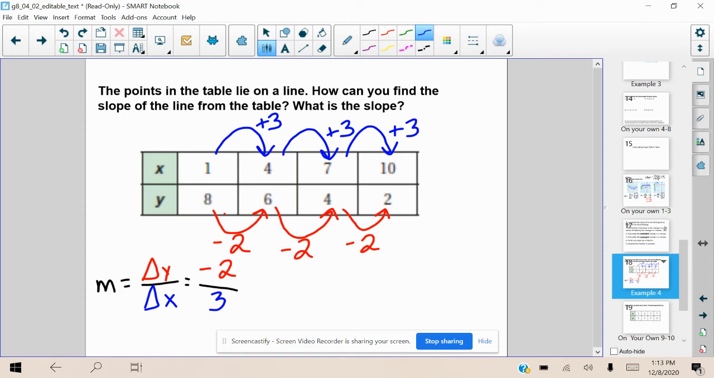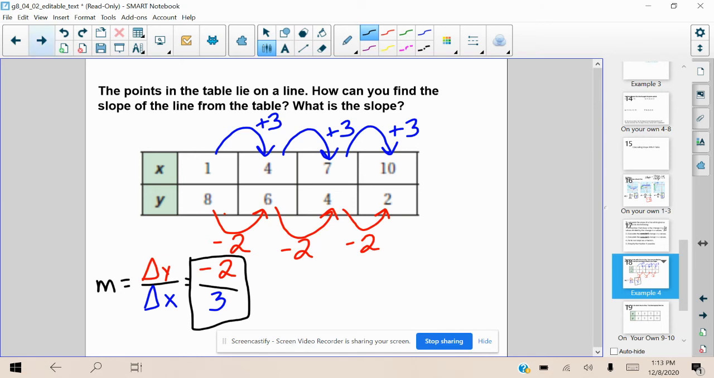I write it as a fraction. I have negative 2 divided by 3, and I cannot simplify. Therefore, the slope is going to be negative 2 over 3. Your paper should look exactly like this. That way you're counting how many we go up or down. Are we adding a number or are we subtracting a number?